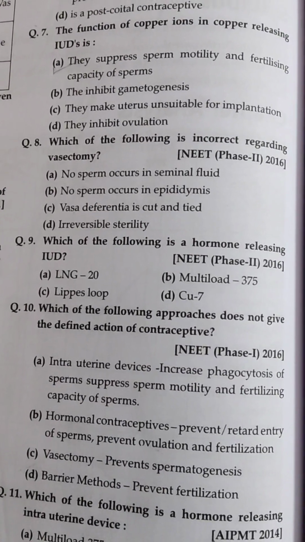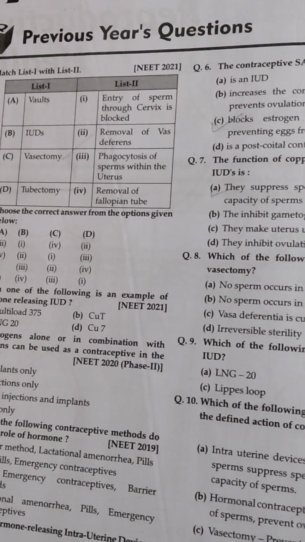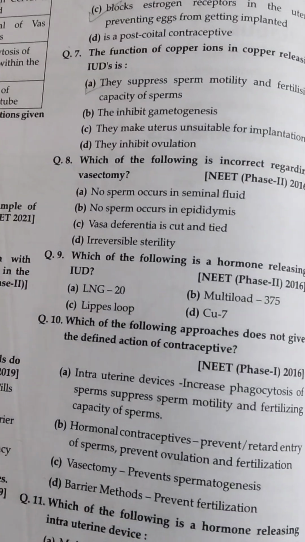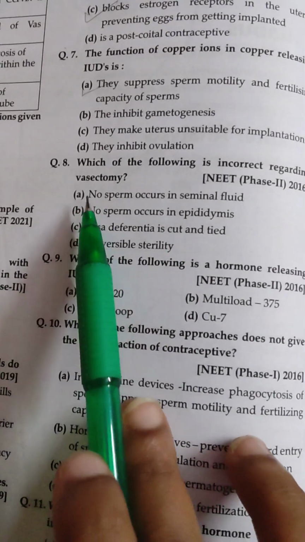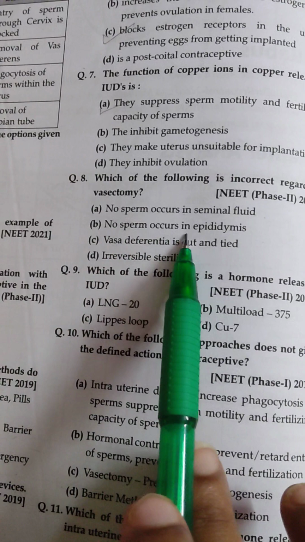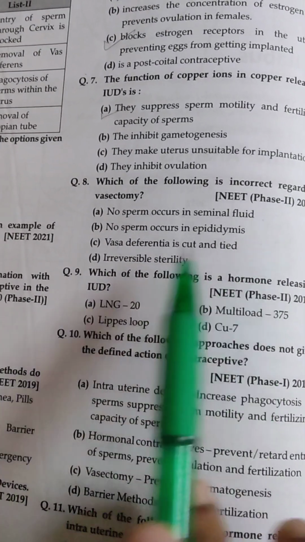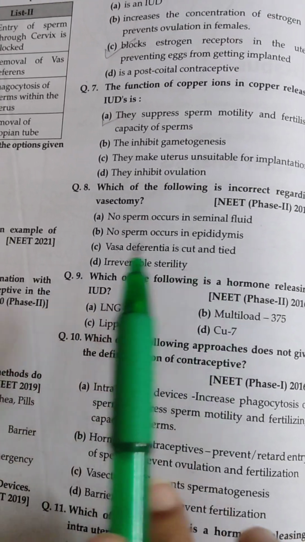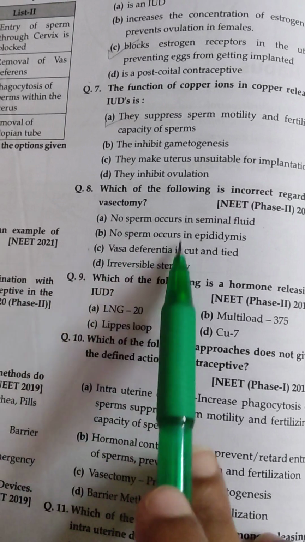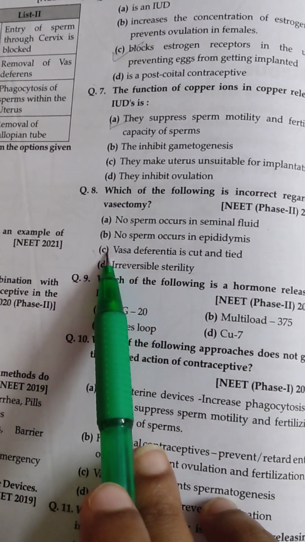Next, we are moving on to question number 8. Which of the following is incorrect regarding vasectomy? In the match the following, we have gone through vasectomy. What is that? Removal of vas deferens. And here we can see number A, no sperm occurs in seminal fluid, no sperm occurs in epididymis, and vas deferens is cut and tied, or irreversible sterility. So which one should be incorrect? Among these, I know that this one is correct.